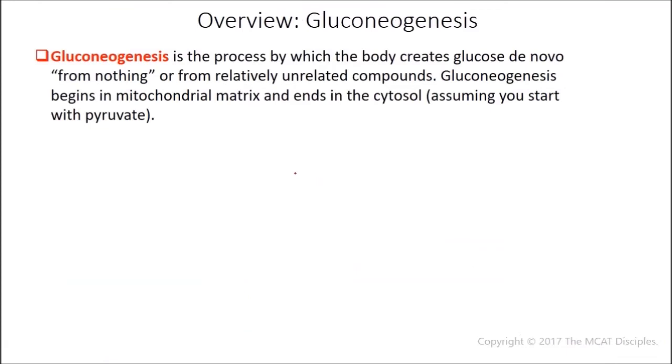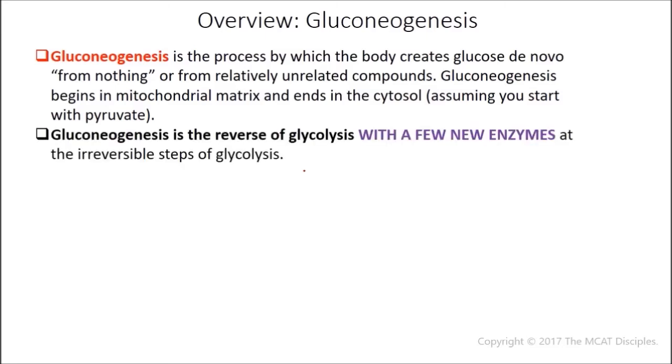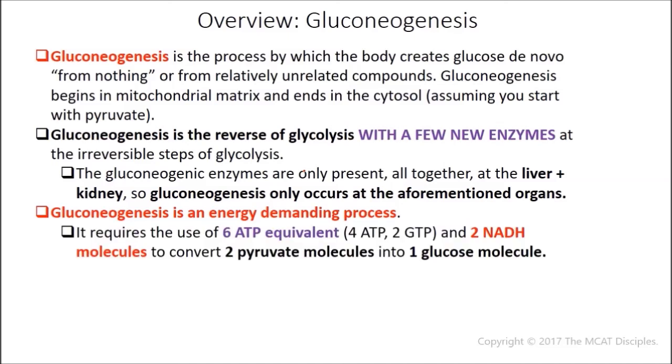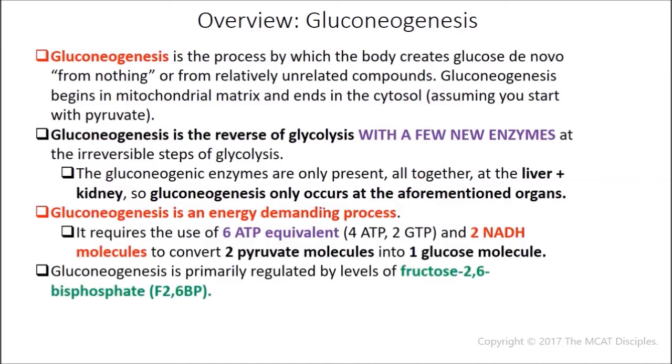To overview gluconeogenesis: gluconeogenesis is the process by which the body creates glucose de novo from relatively unrelated compounds. Gluconeogenesis begins in the mitochondrial matrix and ends in the cytosol, assuming you start with pyruvate. Gluconeogenesis is the reverse of glycolysis with a few new enzymes at the irreversible steps of glycolysis. The gluconeogenic enzymes are only present altogether at the liver plus kidney, so gluconeogenesis only occurs at the aforementioned organs. Gluconeogenesis is an energy-demanding process. It takes about 6 ATP equivalents and 2 NADH molecules to convert 2 pyruvates into 1 glucose molecule.